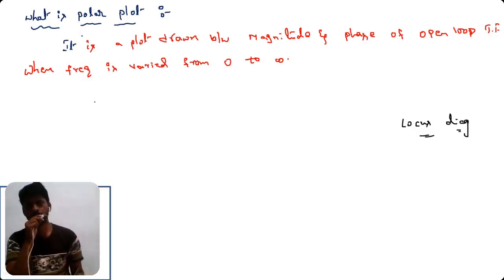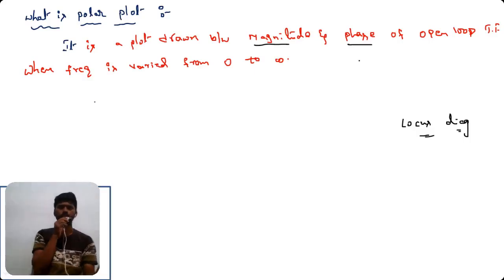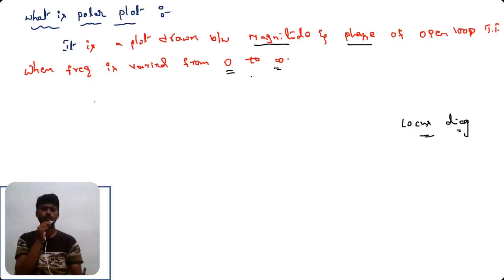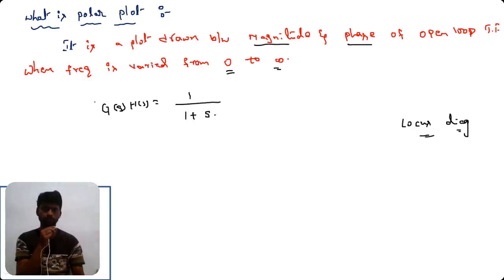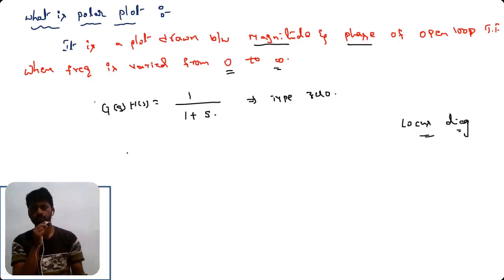Similarly, here also a polar plot is drawn between magnitude versus phase when the frequency is varied from 0 to infinity. For example, to understand the important concept of a polar plot, I'm taking one open loop transfer function G(s)H(s) equals 1 by 1 plus s. So this is a type 0 system. For this open loop transfer function, I want to draw a polar plot.